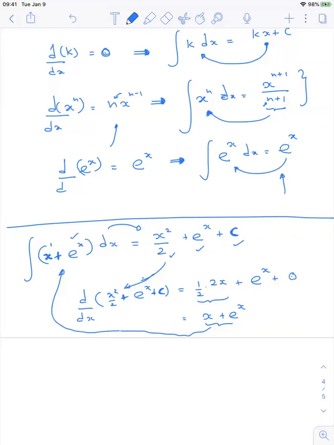Now this also tells you that the sum of the integrations you can do separately, right? So you can integrate and then do the summation, right? So just keep that in mind as well.